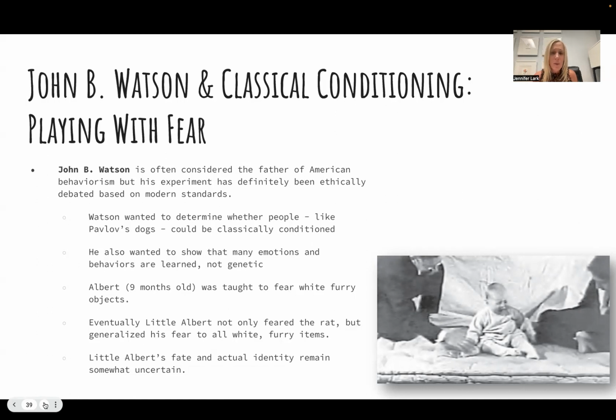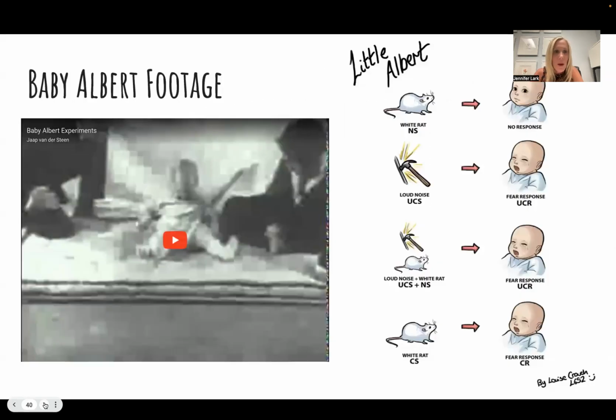So sweet little Albert, who previously was not afraid of white rats or white fluffy objects, left this learning experience being terrified of them for the rest of his life. And not only did he fear the white rat, but he feared all other furry little white items. His fear generalized to other similar stimuli. So let's look at how this went for him. You can go ahead and watch this really brief YouTube video. It's a little bit sad, but you'll see the conditioning in action.